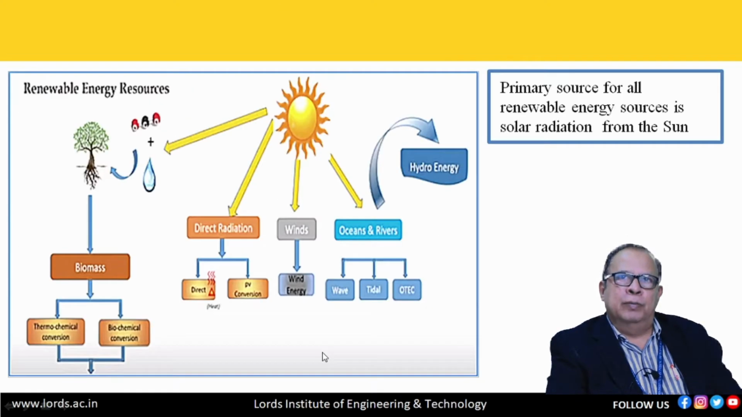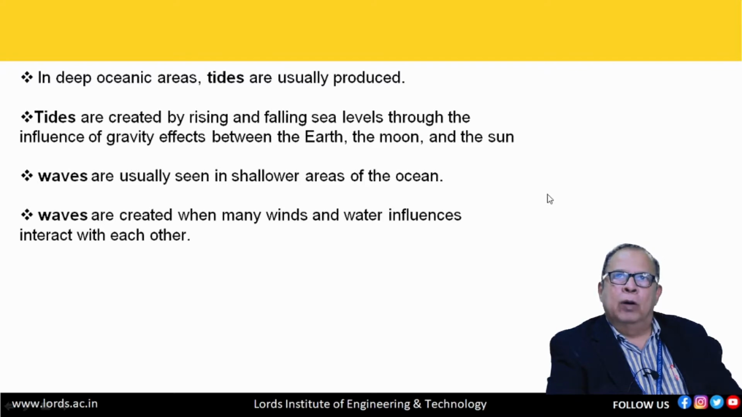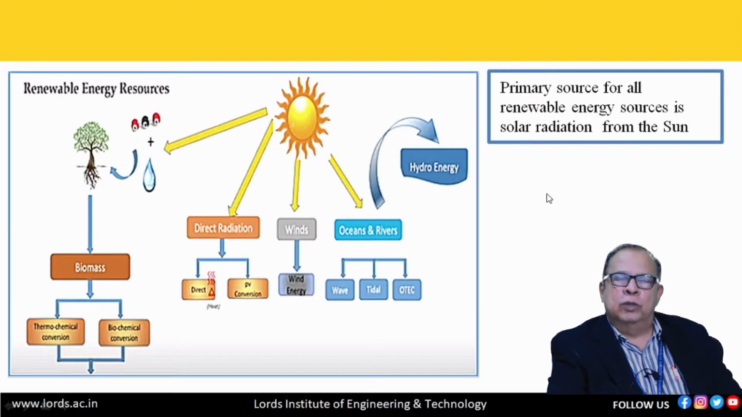Next, all these renewable energy sources are completely dependent on solar radiation. That is, the primary source of all renewable energy is solar radiation, right? This is the main thing. Due to solar radiation we get all the renewable energy sources. If you use solar radiation with solar thermal conversion and solar photovoltaic, we generate electrical power, that is solar energy.